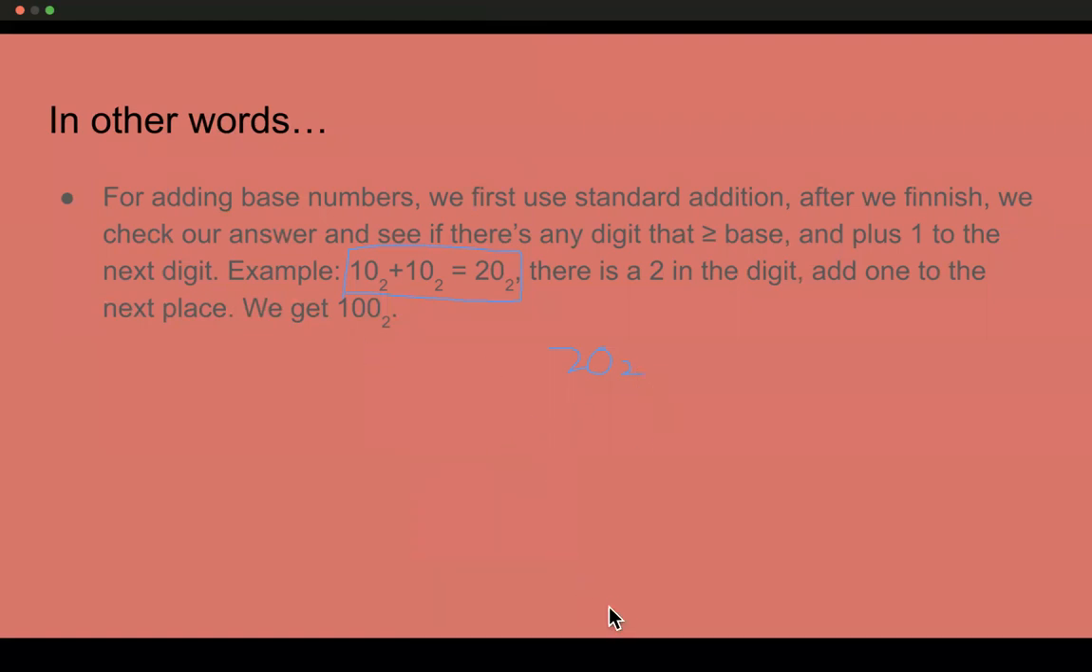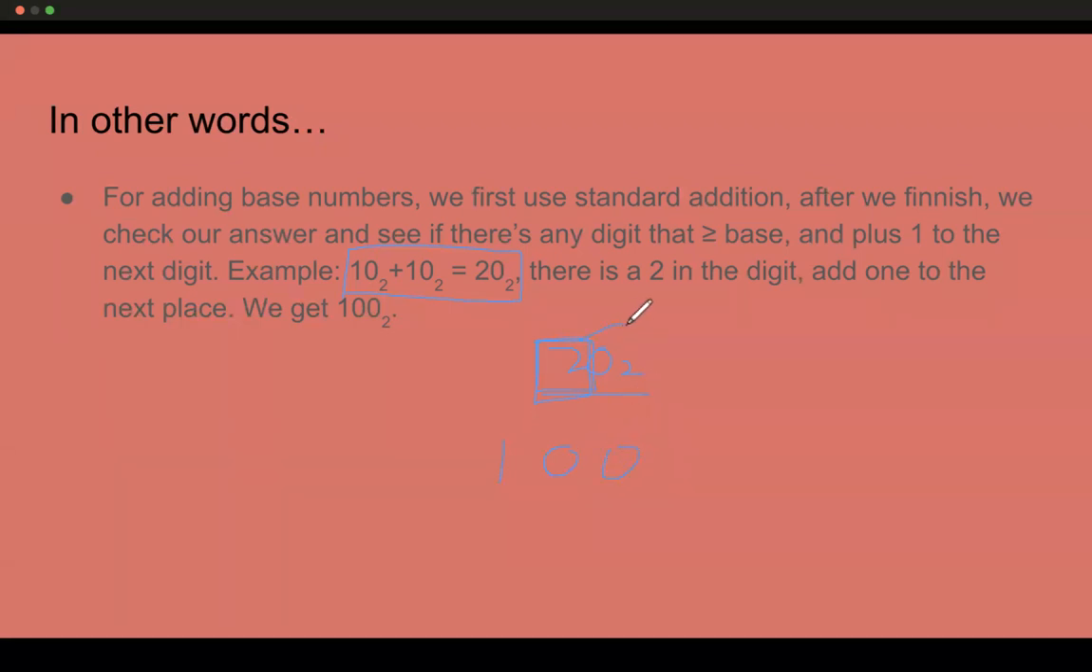So from standard operations, we have 20 in base 2, right? But right now we have a 2 in the tens digit, which is not good, because every digit in base 2 has to be smaller than 2. It can't even be equal to 2. If it's equal to 2, we gotta do some transformation on it. So since there is a 2 here, we need to plus 1 and minus 2 on the current digit.